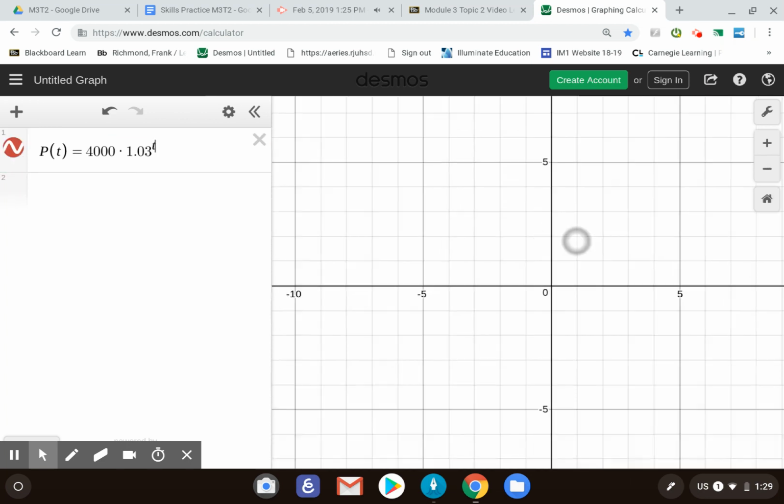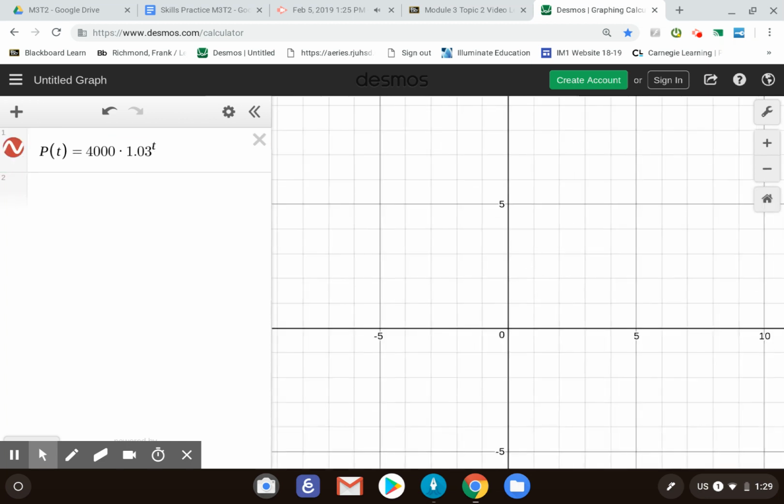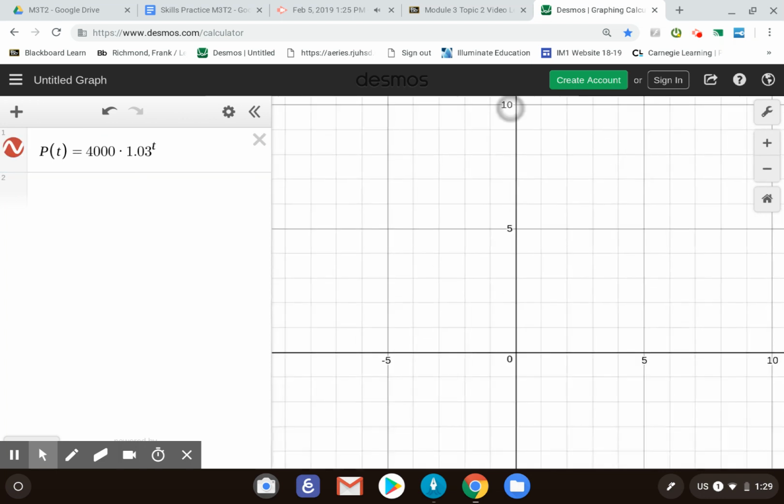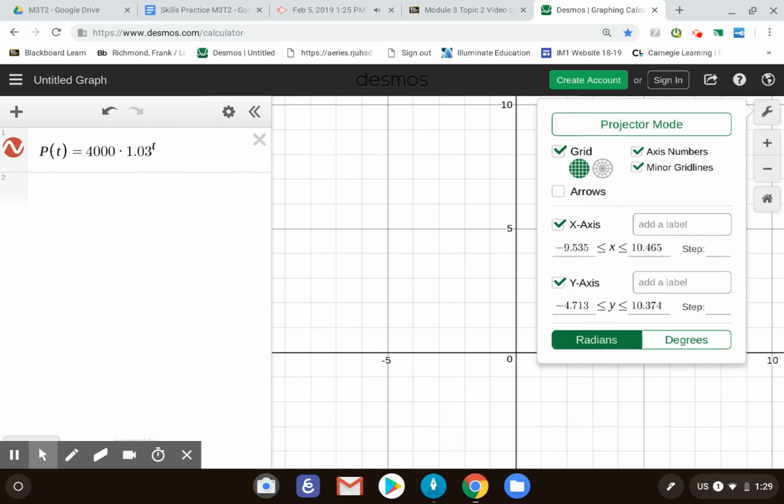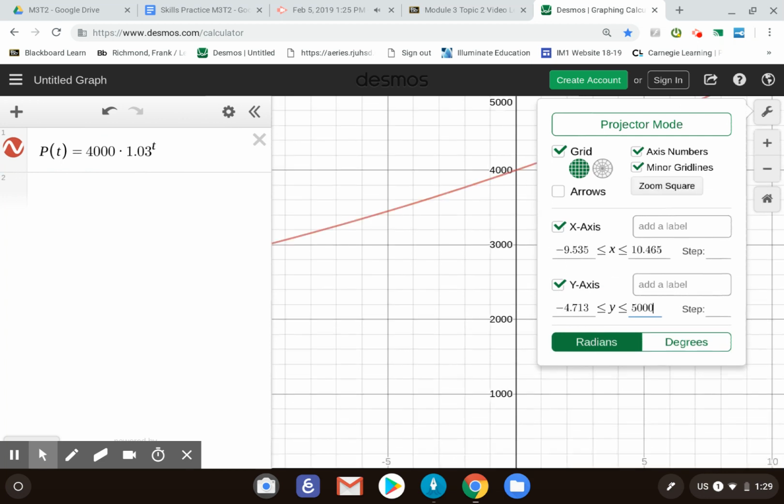You can't see anything on this graph. And the number one reason is because you are starting with a population right here of 4,000. That's your y. This number right here is going to tell you where the graph crosses the y-axis. And here it only goes up to 10 on the y-axis. So I need to go to the tools and make my y-axis go up to 4,000. But let's make it a little bit more than that so that we can actually see the graph.